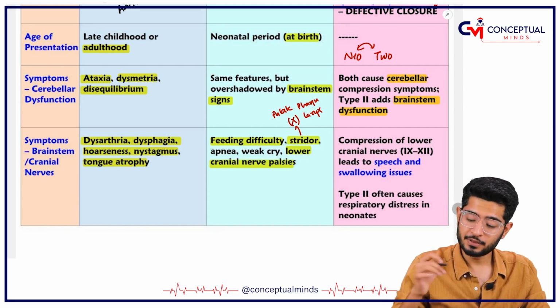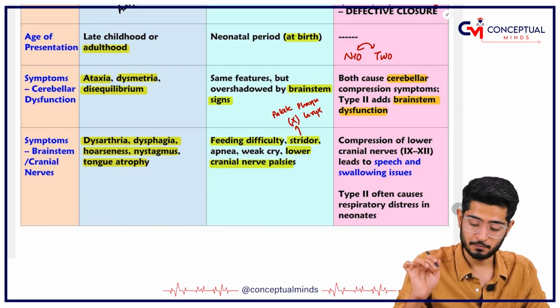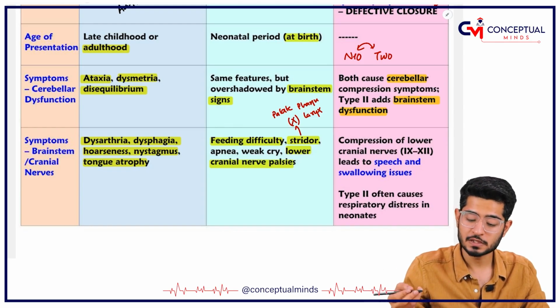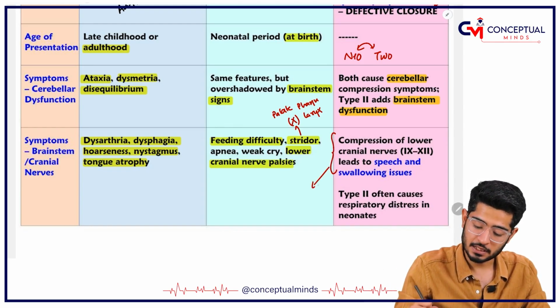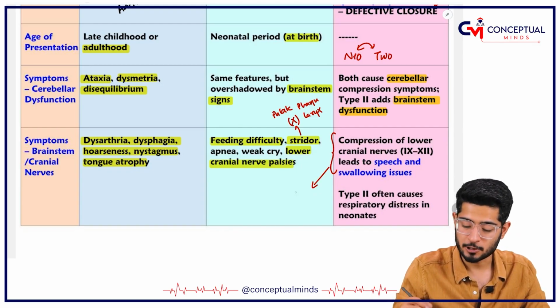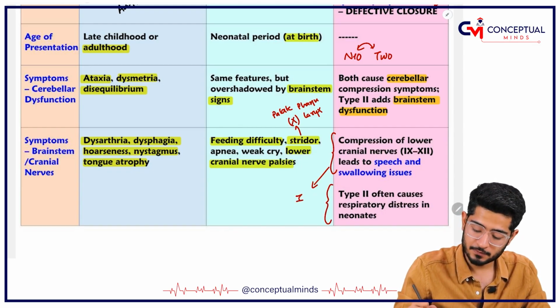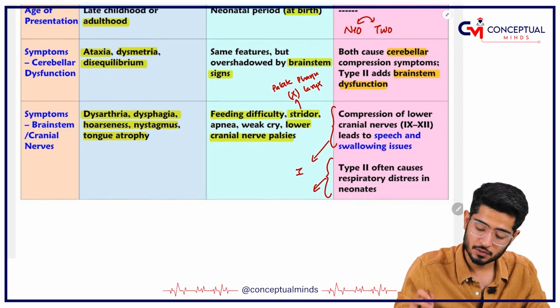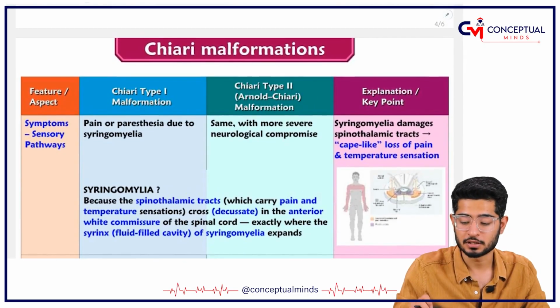Okay, so please understand the speech issues mainly. They are swallowing issues, speech issues. They are something which are seen in your type 1, whereas type 2 is something which is more severe because it is going to have the respiratory involvement. The respiration is involved in type 2.